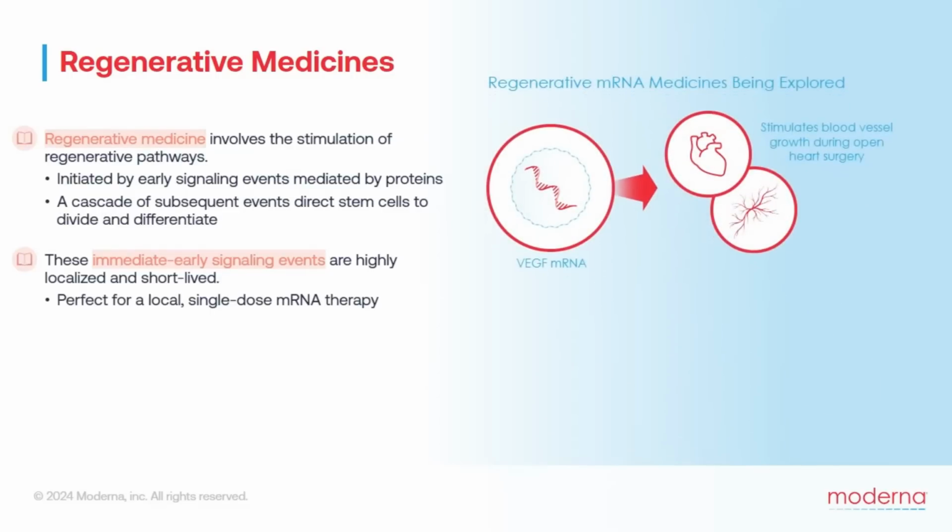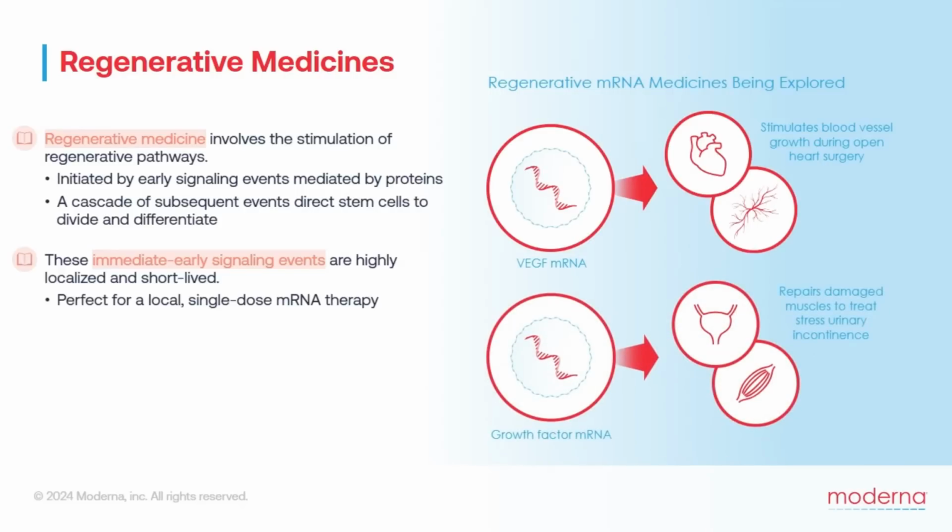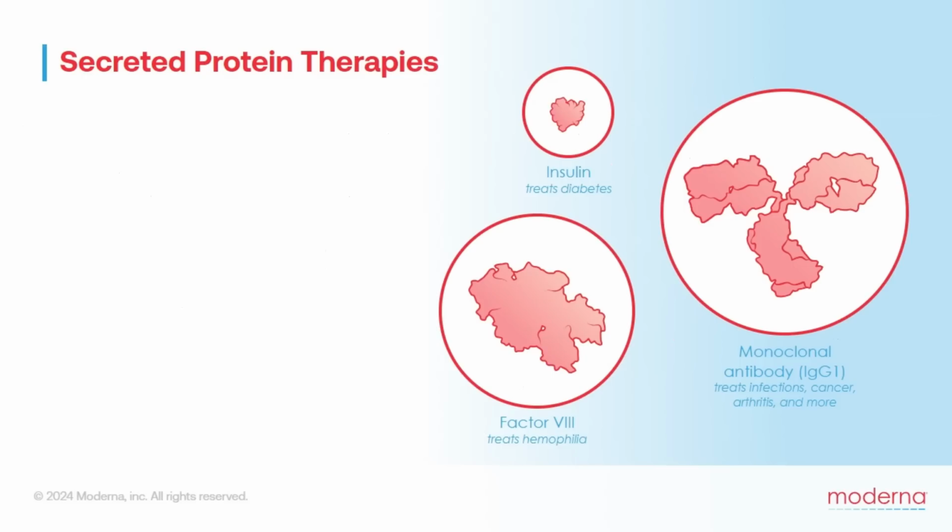Examples currently being explored either preclinically or clinically include injection of an mRNA encoding VEGF into the heart muscle during open heart surgery to stimulate the growth of new cardiac blood vessels, or treatment of stress urinary incontinence by injection of an mRNA encoding a specific growth factor protein into damaged muscles around the urinary sphincter. While all regenerative mRNA medicines are still in early stage development, the preclinical and clinical data presented so far seem quite promising.